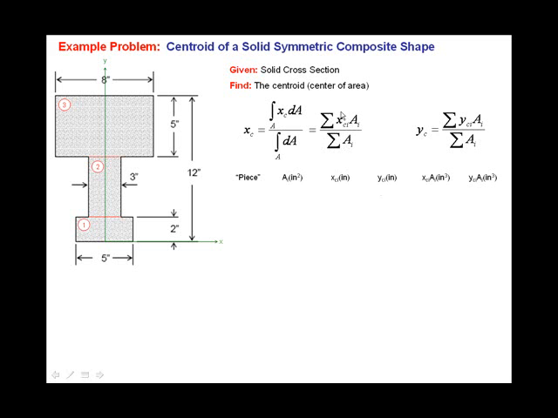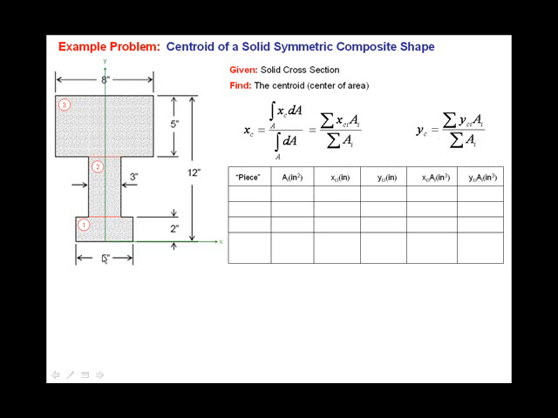Now we'll need to reference these x and y distances from some reference point. Since this is a symmetric cross-section, the smart idea is to choose a point that lies on that line of symmetry. Since we know that the centroid will lie on that line of symmetry, this will be our CPO, our common point of origin, in other words, our reference point.